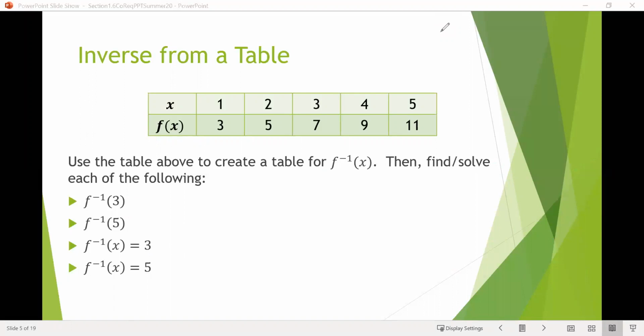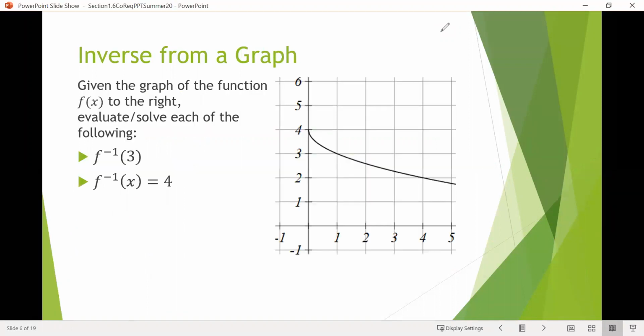Let's now look at using inverses with graphs. Here we're given a graph of the function f of x, and we need to evaluate and solve the following that involve f inverse. Okay, so we have to be careful about how we do this. So f inverse of 3. Here we're trying to input 3 into the inverse function.